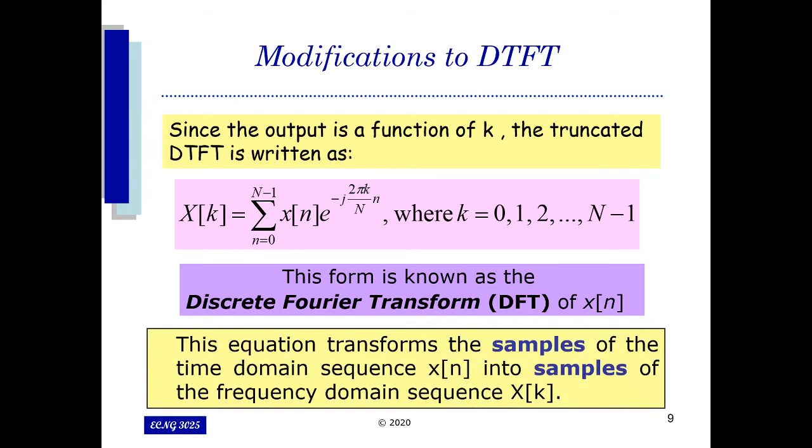So basically what the equation does, it moves from the discrete time domain sequence x of n into the frequency domain sequence x of k by taking each one of these samples and transforming it from time domain to frequency domain.